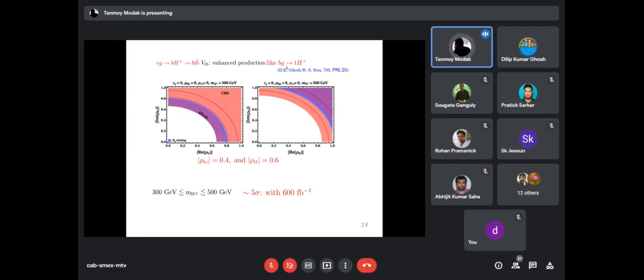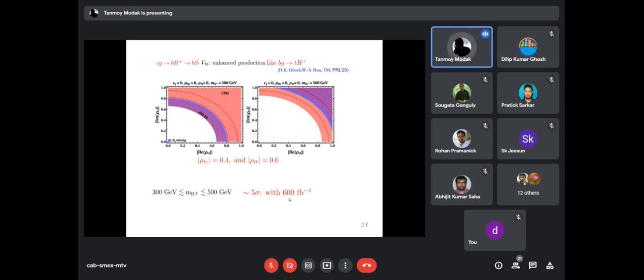There are already existing search processes at the LHC, which is bottom gluon fusion and H plus production, and then H plus can decay to top quark and bottom quark. Okay? So these are standard searches. But our case is very interesting because it's enhanced by the PDF of charm. Okay? And we have shown that if you have a mass range from 300 to 500 GeV, 5 sigma discovery is possible with 600 femtobarn inverse.